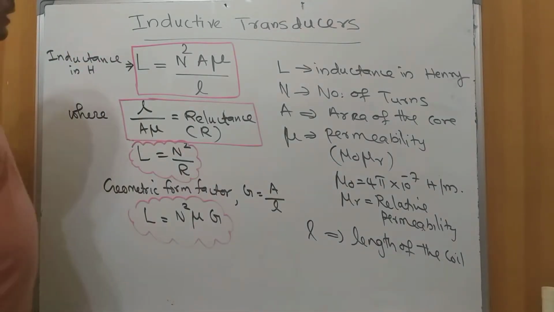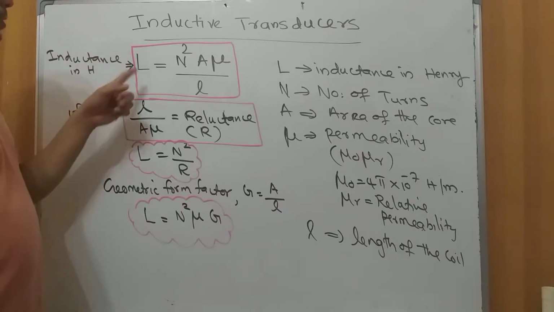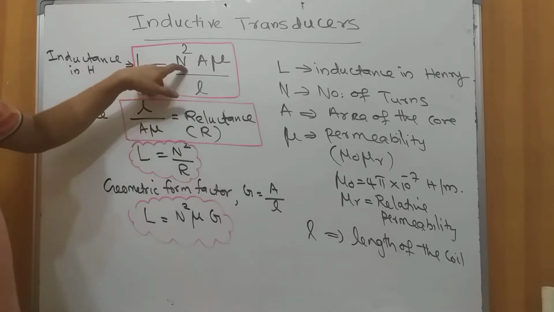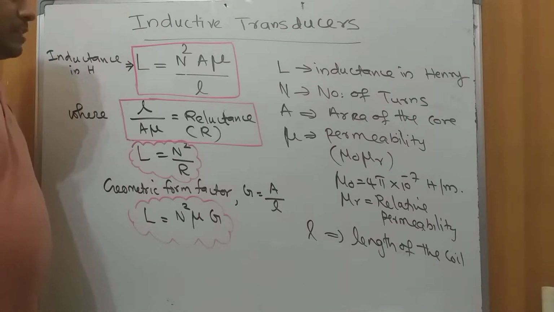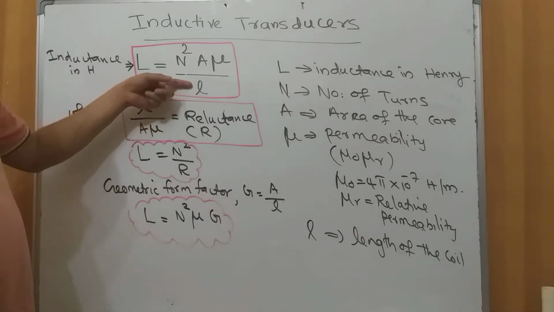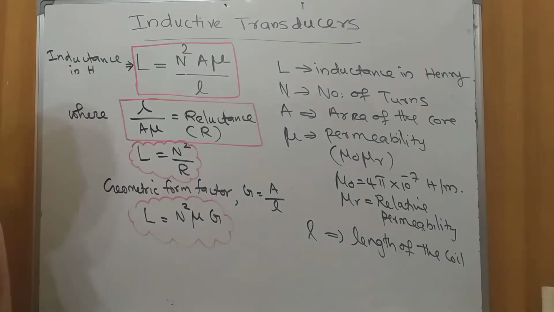So normally in the case of inductors, the important factor on which L directly depends is the number of turns, as long as the core is fixed. And mu is again the permeability, which is dependent upon the medium, and the other factor is the length of the core. So these are the parameters which are going to determine the value of inductance.